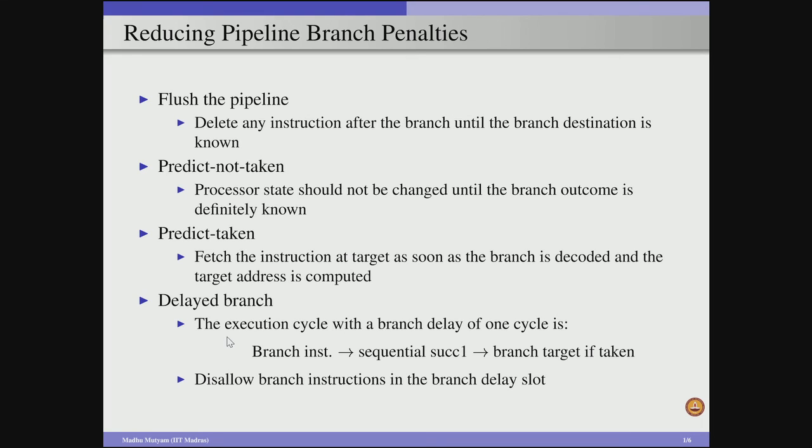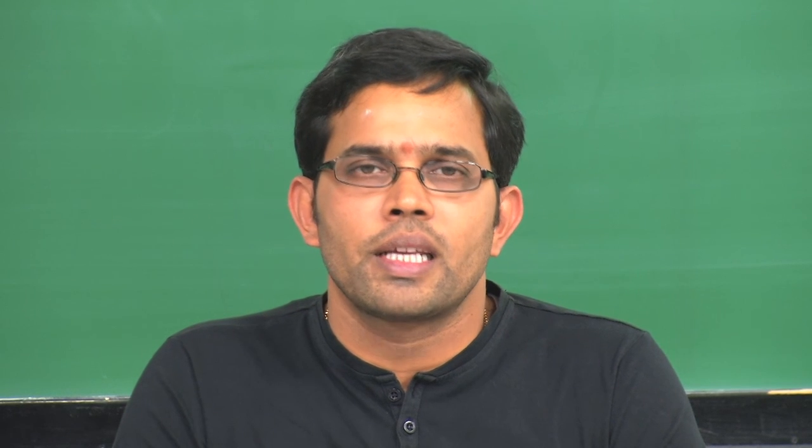By the way, in the delayed branch technique, we are not supposed to insert a branch instruction in the delay slot. The main reason is that if we keep another branch instruction in the delay slot, we do not know the outcome of that branch, whether it is going to be taken or not taken, and it is going to complicate the overall things. That is why we typically disallow keeping a branch instruction in the delay slot. Other than the branch instruction, we can keep any instruction in the delay slot.